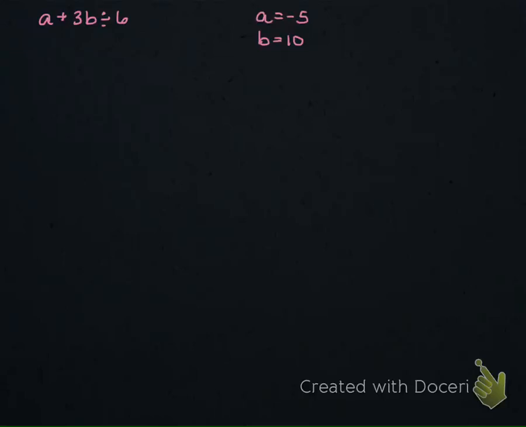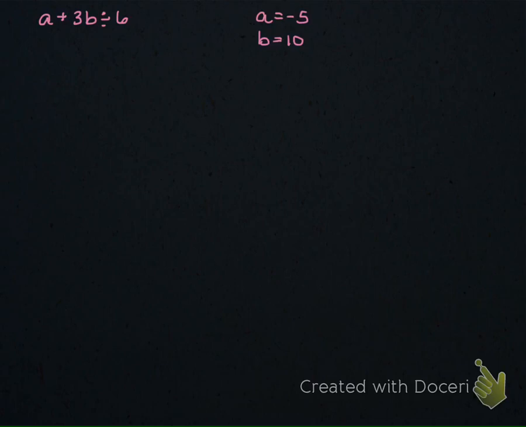Alright, in today's video we are going to be working on evaluating algebraic expressions. To evaluate an algebraic expression like the one you see here, a plus 3b divided by 6, you're going to substitute the values of each of the variables into the expression, and then you're going to use order of operations.